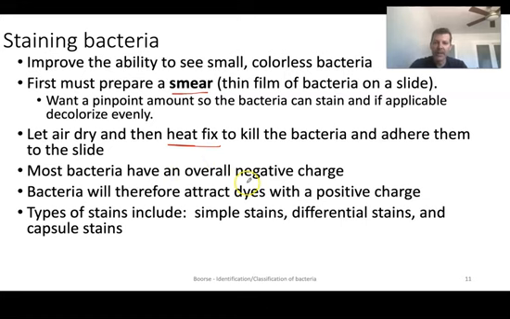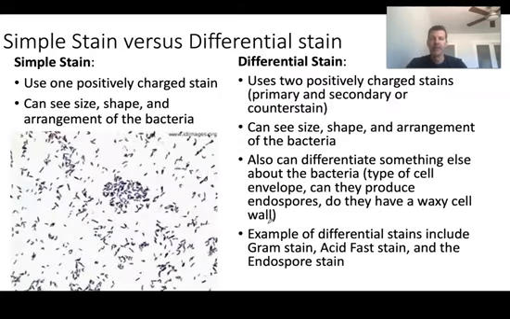Most bacteria have a charge to them. It's a negative charge. And so the dyes that we use, so that they're attracted to the negative charge of the bacteria, typically have a positive charge. We're going to talk about different types of stains, but most stains are going to have this positive charge so that it will interact and provide a color to those negatively charged bacteria.